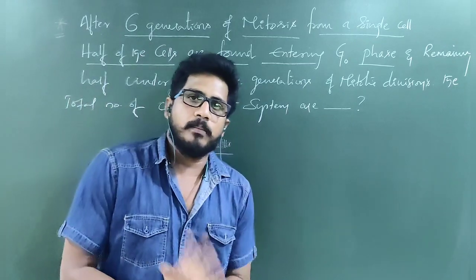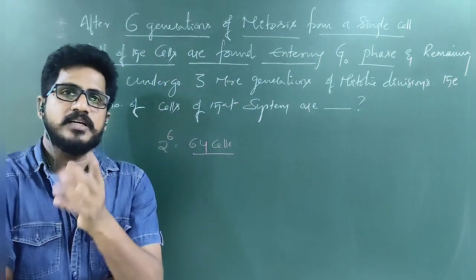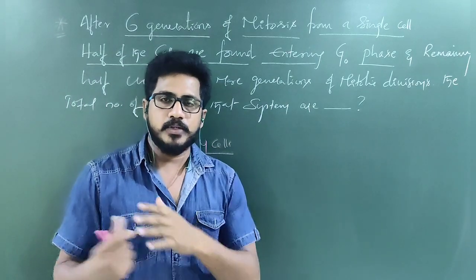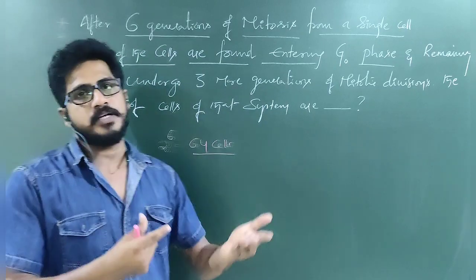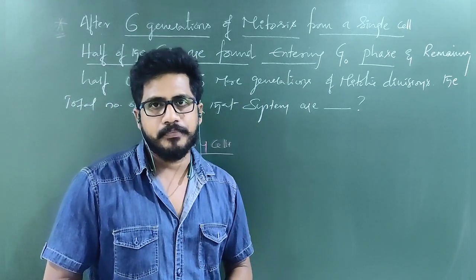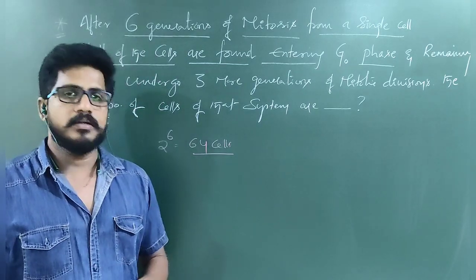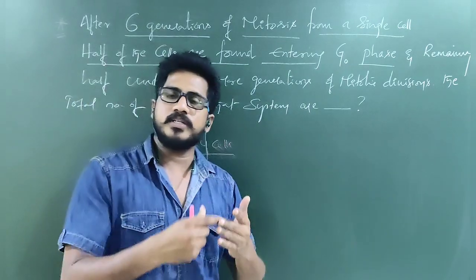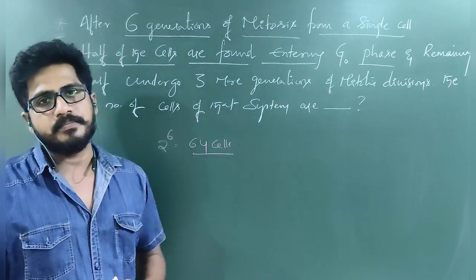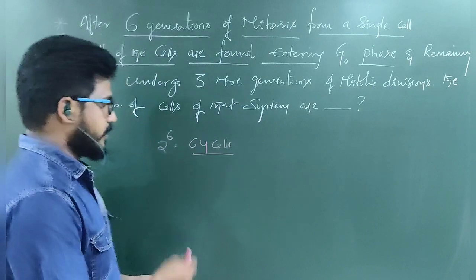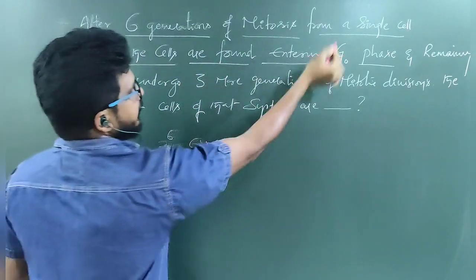I repeat, one mitosis gives 2 cells. In the question they mentioned 6 generations, so mitosis happened 6 times. So 2 2s are 4, 4 2s are 8, 8 2s are 16, 16 2s are 32, 32 2s are 64. So that's 6 times. Now half of the cells are found entering the G0 phase.